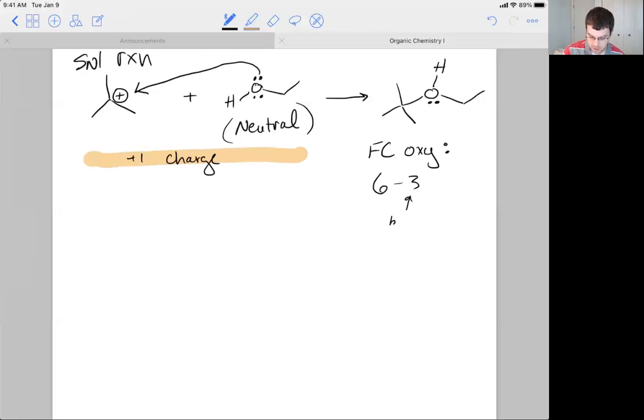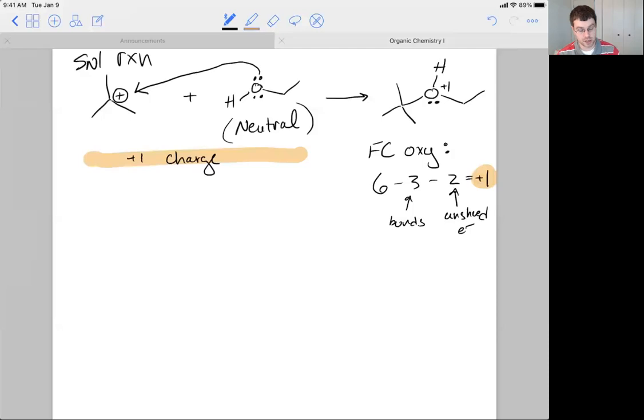minus 3 bonds, minus 2 unshared electrons. Those are going to be the 2 electrons that comprise the lone pair of electrons. That's going to give us a +1 overall charge, which goes on to the oxygen atom. So you could write +1, or you could just write a plus symbol. I'll just write a plus symbol down below.